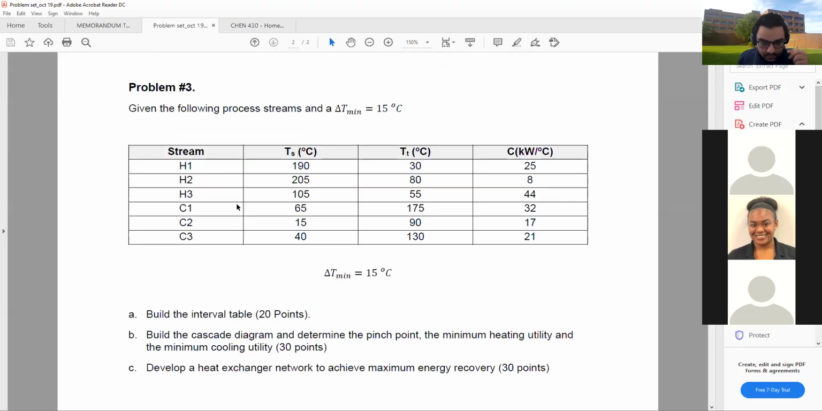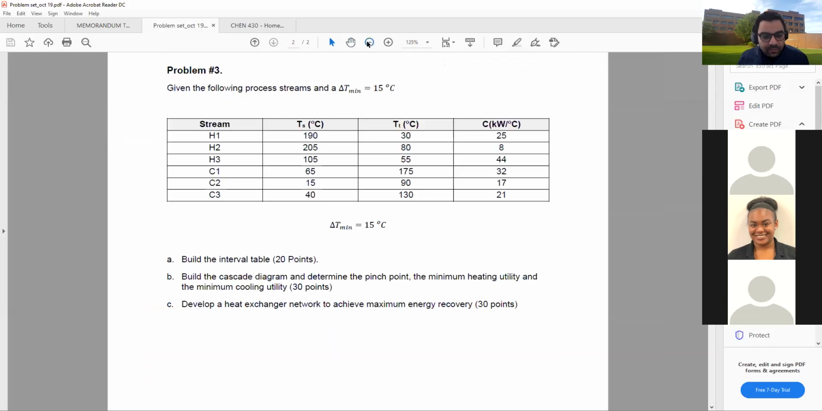In the problem set. So let me share my screen here. Problem set. Okay. All right, so this is the third problem. This is actually the problem I gave on last year's exam. So I have 3 hot streams and 3 cold streams, and I'm given a delta T minimum of 15 Celsius. And this is the type of problem you're going to get. To build the interval table, you get 20 points, you build a cascade diagram, determine your pinch points, minimum heating, minimum cooling requirement, there's also a bunch of points, and then finally develop your heat exchange network, okay?